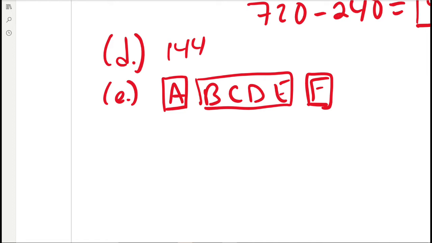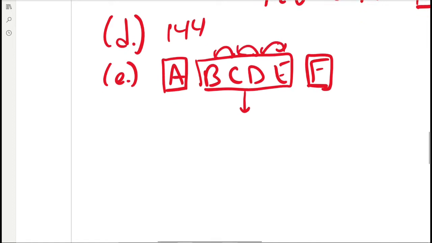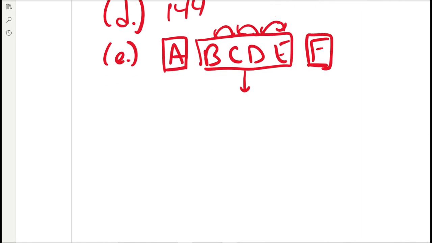So now let's look at this group. How many ways do I have to arrange the B, C, D, E? How many ways do I have of arranging all of these letters in any combination? Well, that's going to be 4 factorial, right? 4 times 3 times 2 times 1. So this is going to be 4 factorial ways of rearranging that.